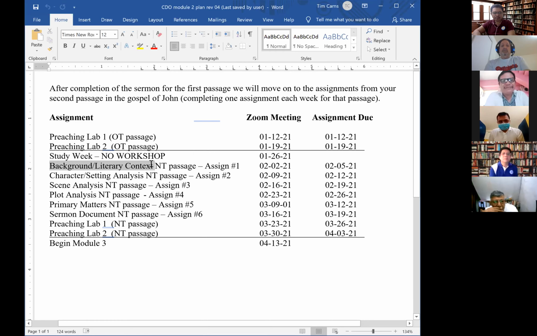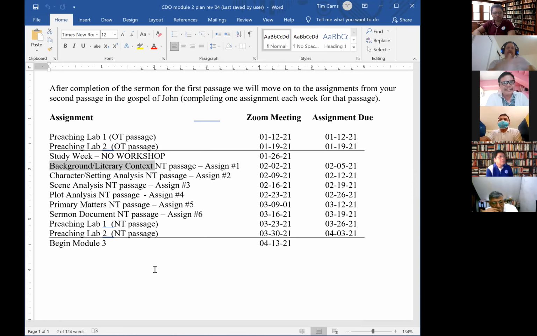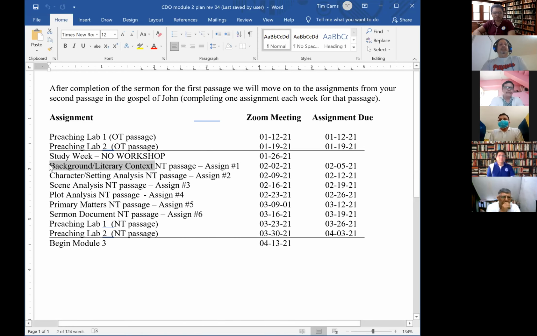Now, I'll give you a hint as well. We covered a lot of this in our first session in our workshop, because John was the passage I used, John 4, in covering the workshop content. And at the beginning, we talked about background and literary context of John. So you're going to want to go back to that and look at the notes. That'll give you a lot of helpful resources for your preparation for that first assignment. Okay? And again, that is the background and literary context of the book, not just your passage.